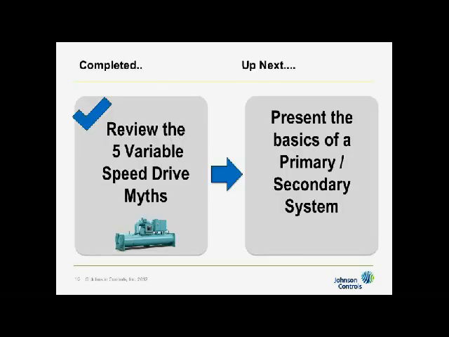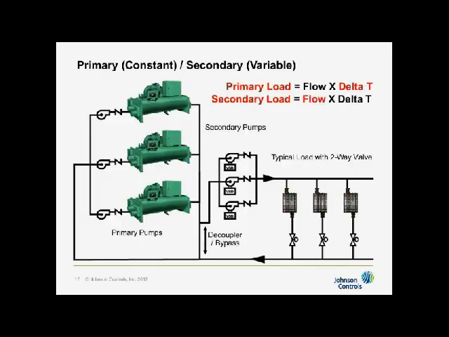We quickly reviewed those, and up next we're going to talk more about how we can look at the whole central plant instead of just the chillers. So we're going to start off by looking at kind of a base case where we present the basics of a primary secondary, and then we'll look at VPF. Primary secondary plant works like this. I have a primary loop over here that is constant flow. I have a secondary loop over here that is variable flow.